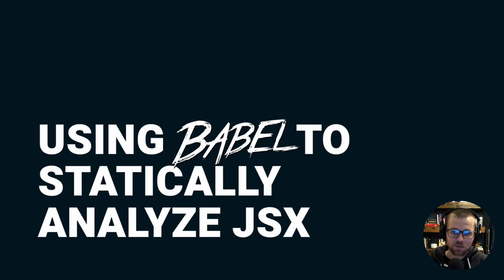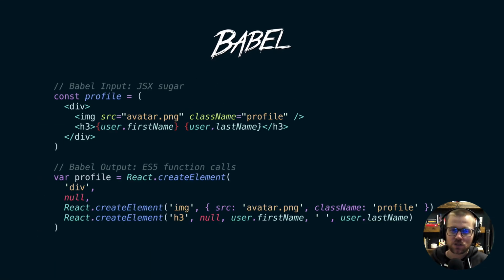And today I want to talk to you about using Babel to statically analyze JSX. It's a bit of a mouthful, so let's get into some terminology here before we get started. First off, what is Babel? Babel is a source-to-source compiler, also known as a transpiler, and it takes things like JSX and can output them to ES5 function calls.